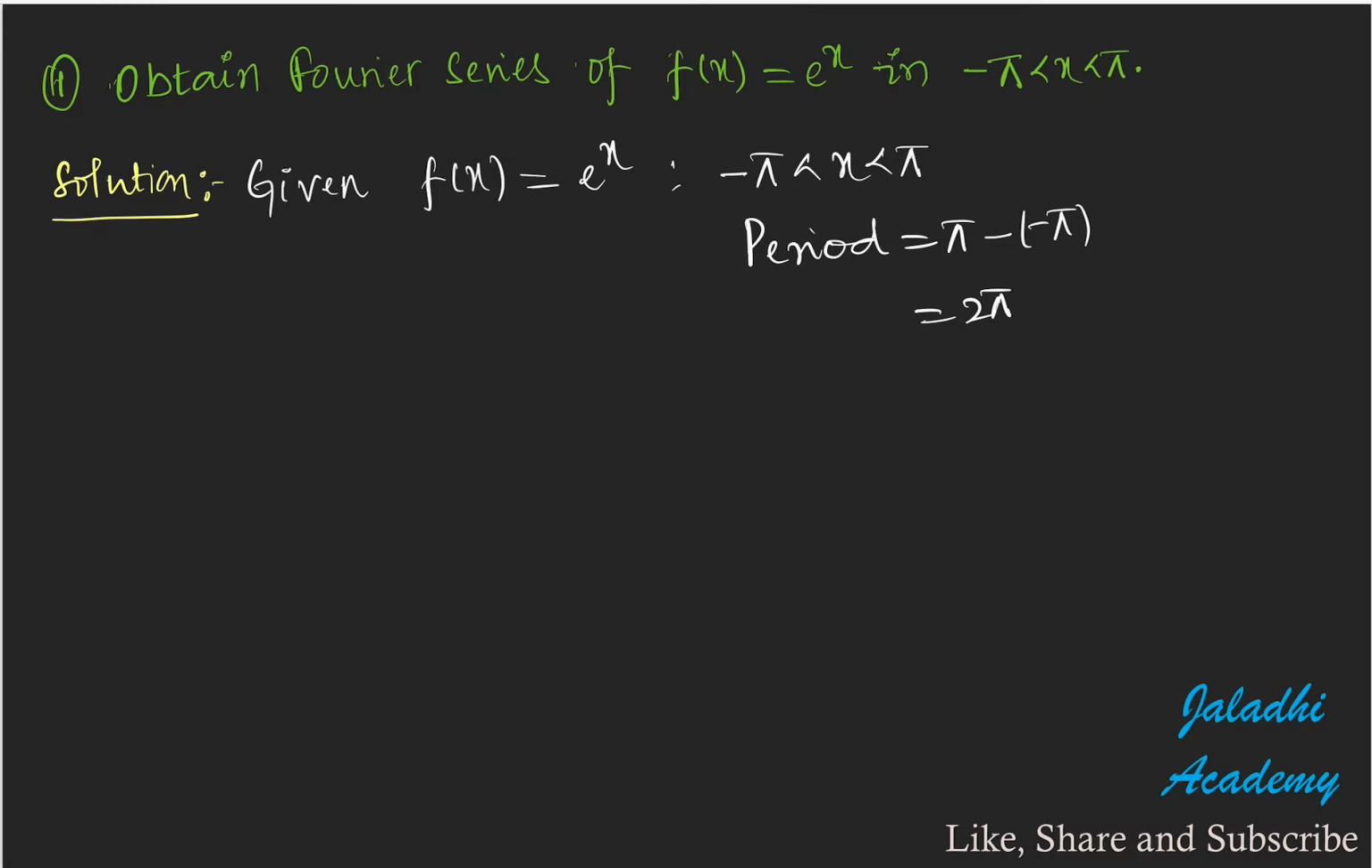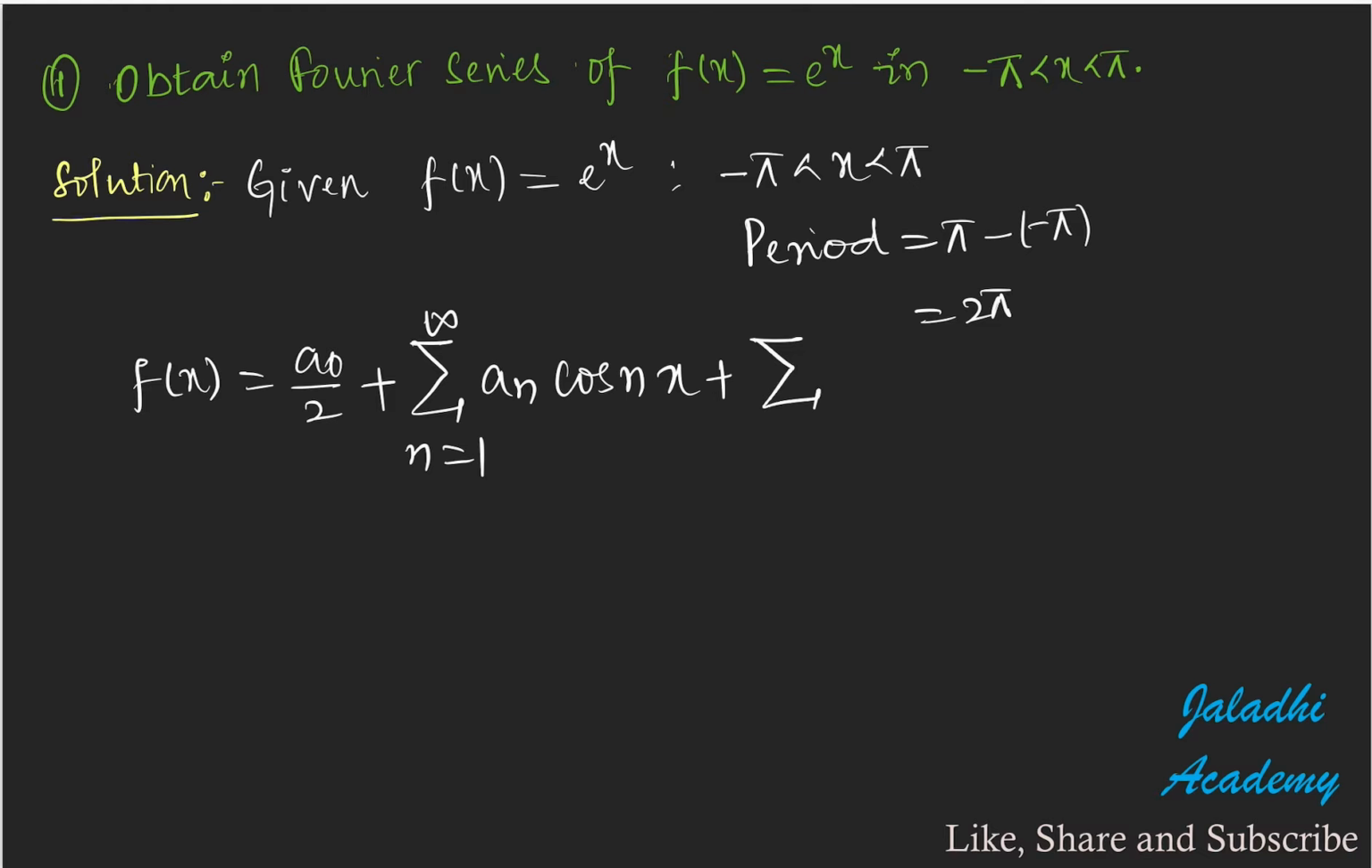In the previous video, we defined the Fourier series. The Fourier series is defined as f of x equals a naught by 2 plus summation n runs from 1 to infinity a n into cos nx plus summation n runs from 1 to infinity b n into sin nx, where we need to compute a naught, a n, and b n. So what is a naught?